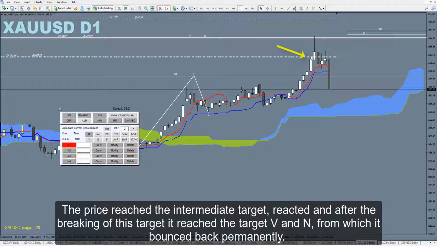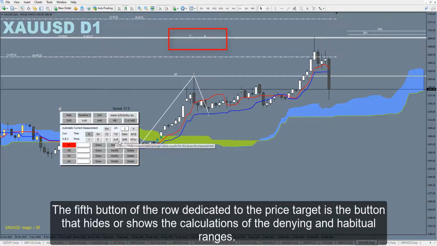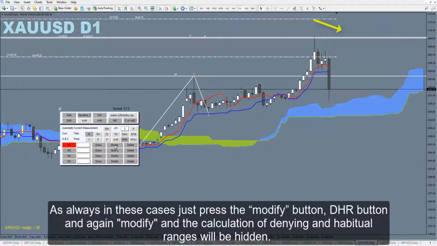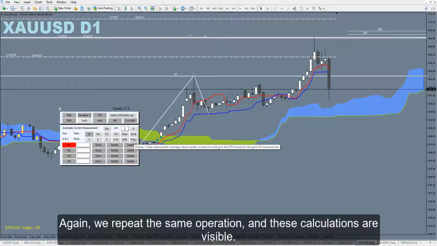The price reached the intermediate target, reacted, and after the breaking of this target it reached the target V and N, from which it bounced back permanently. The fifth button of the row dedicated to the price target is the button that hides or shows the calculations of the denying and habitual ranges. As always, in these cases just press the modify button, DHR button, and again modify, and the calculation of denying and habitual ranges will be hidden.